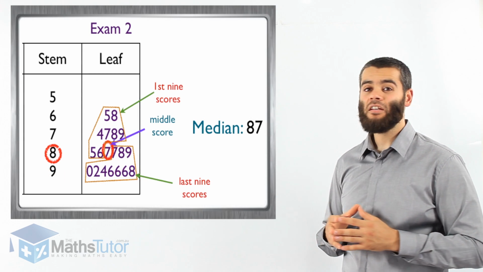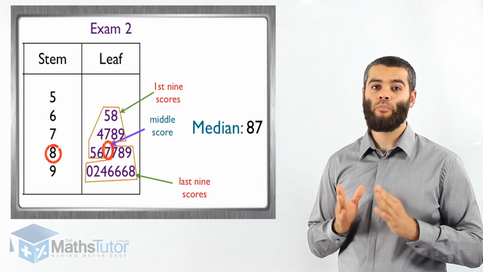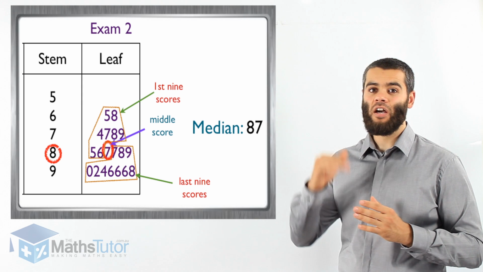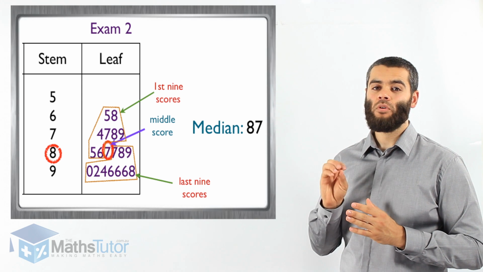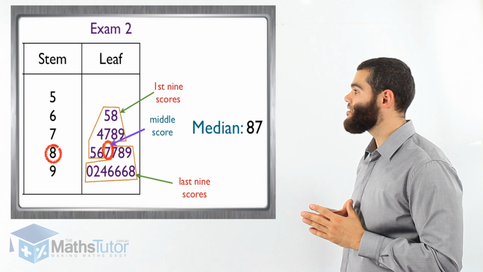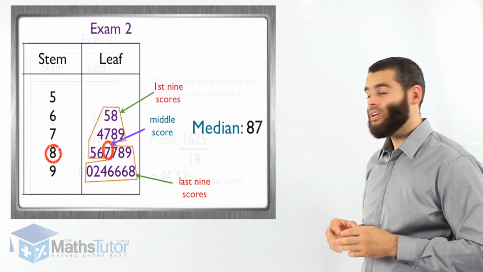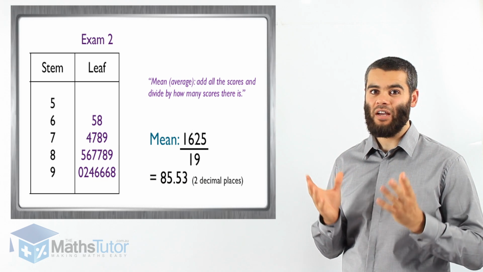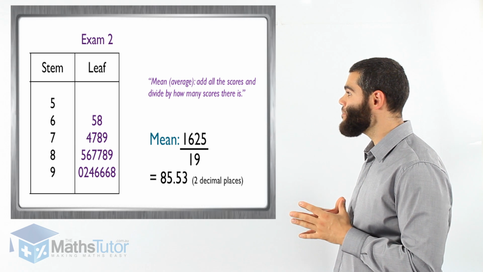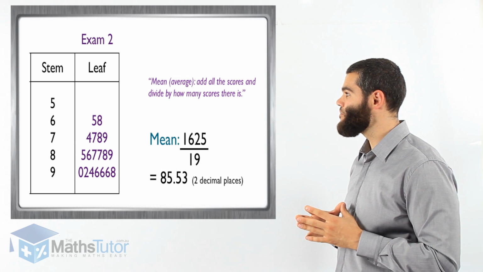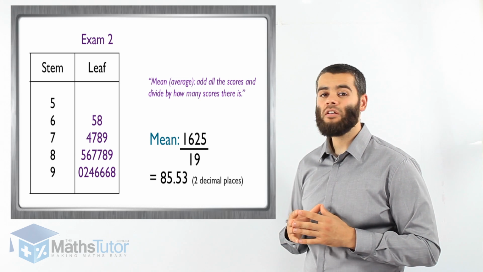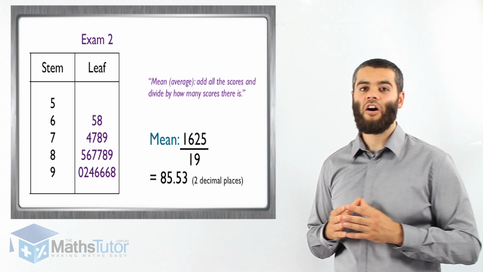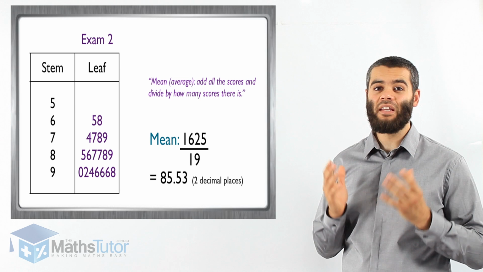The median, again, there are 19 scores. We are looking for the middle score. And in this case, the middle score is 87. So we take 9 from the top, 9 from the bottom, and we notice that the middle one is 87. That is our median. The mean, well, again, it's the average. We're adding all scores together, divided by 19 of them. When we add them up, we get 1,625, and divided by 19, we get 85.53. So we can see a significant improvement.